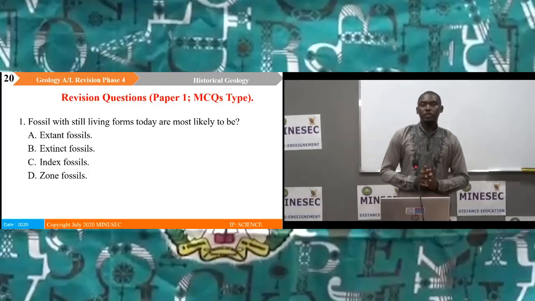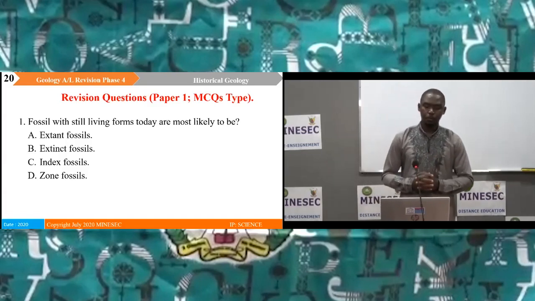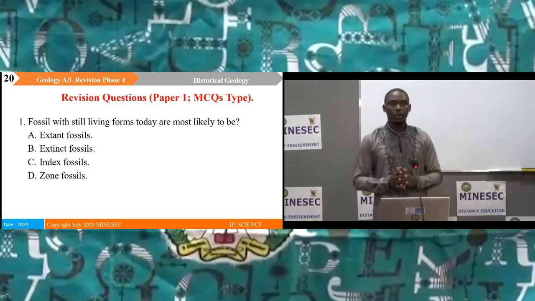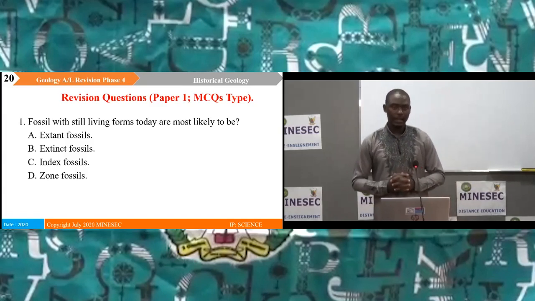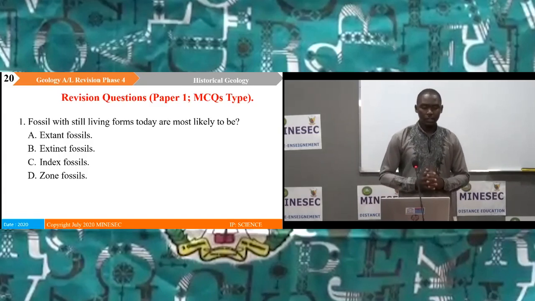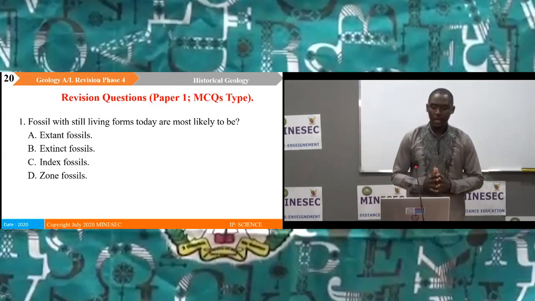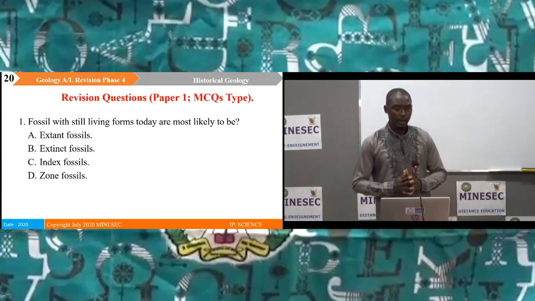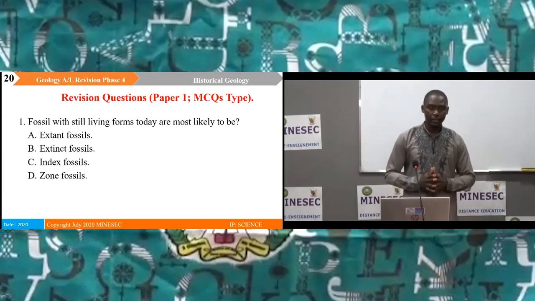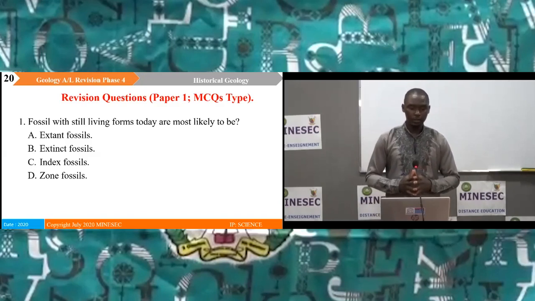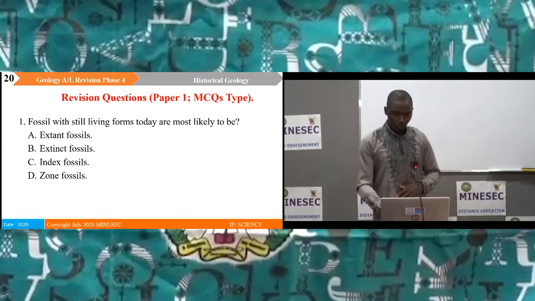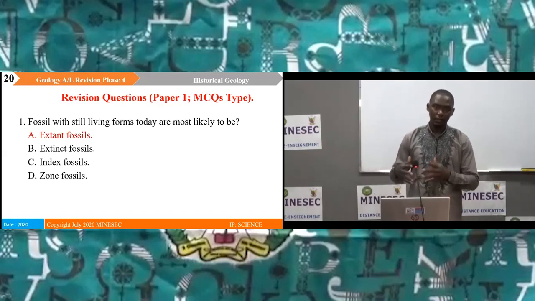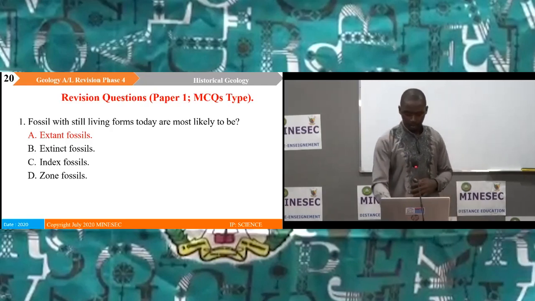Part one of our revision is the multiple choice format, where a question is read, four suggested responses are read, with only one being the correct answer. Question one, fossils with still living forms today are most likely A, extant fossils, B, extinct fossils, C, index fossils, and D, zone fossils. Our correct answer is A, extant fossils. These are fossils that still have existing forms.